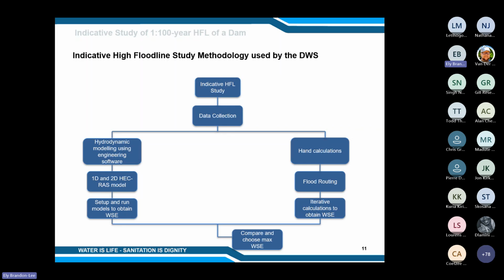ACRES model to generate the high flood line, and the hand calculation I used to obtain the high flood line was a flood routing. I then compared the water surface elevations produced by each of these analysis methods and chose the highest water surface elevation as the indicative high flood line study for the dam.